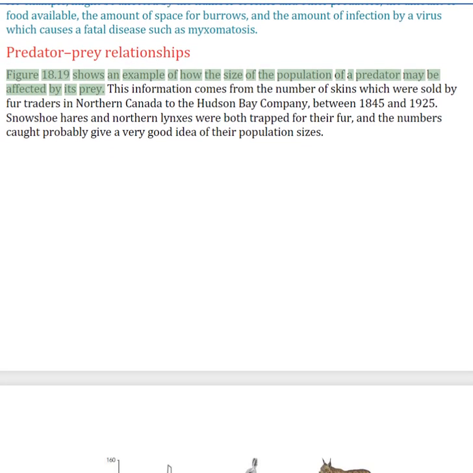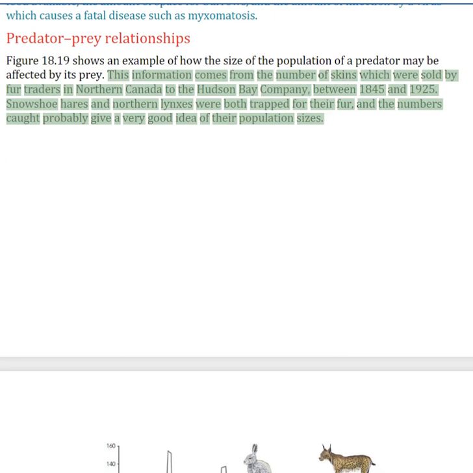Predator-prey relationships. Figure 18.19 shows an example of how the size of the population of a predator may be affected by its prey. This information comes from the number of skins which were sold by fur traders in northern Canada to the Hudson Bay Company between 1845 and 1925.